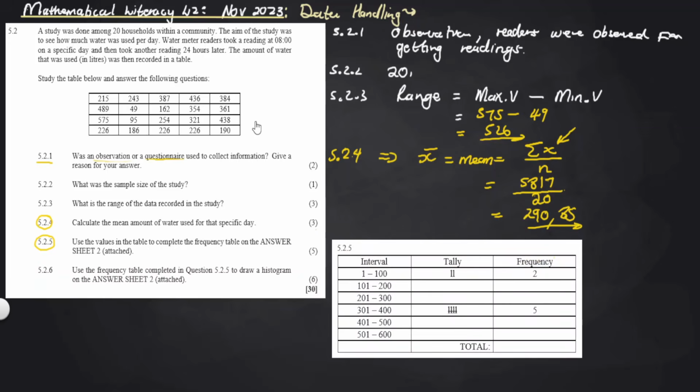So we have the class intervals, we have the tally and we also have a frequency. All right, so all the values between 1 to 100, we only have 2, right? So it's already given, so we don't have to recalculate that. So I'm going to start counting for all the values from 101 to 200.